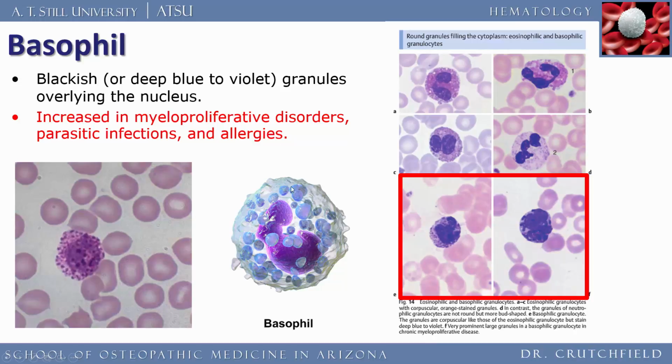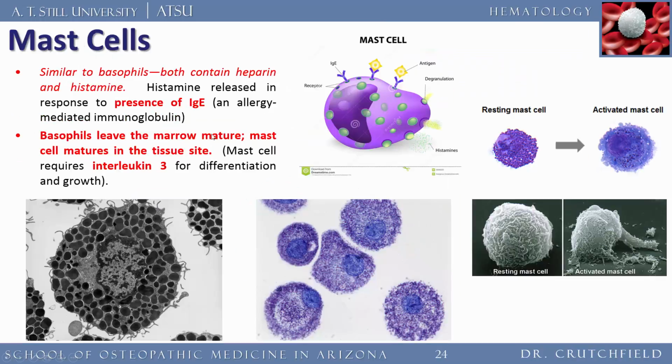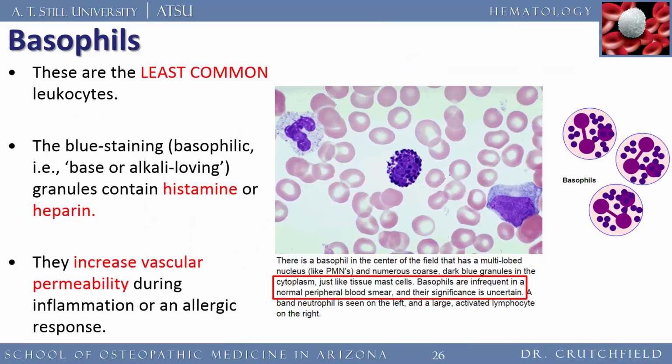So here's a three-dimensional view of a basophil, single nucleus here, multiple granules, lots of granules here. And remember that the basophil leaves mature, whereas the mast cell has to get a little interleukin-3 for differentiation and growth before the mast cell can become activated and go do its karate out in the peripheral circulation.